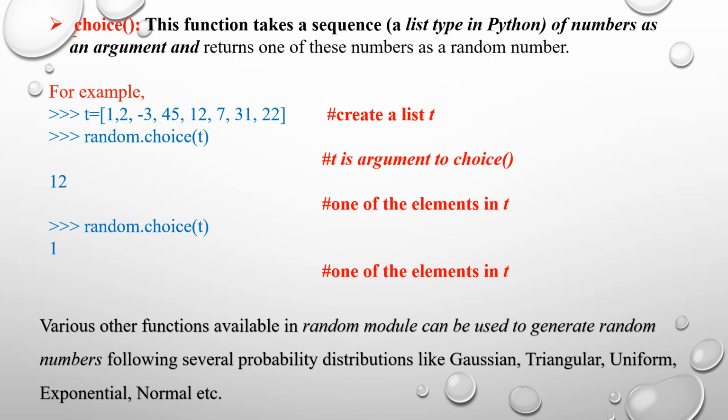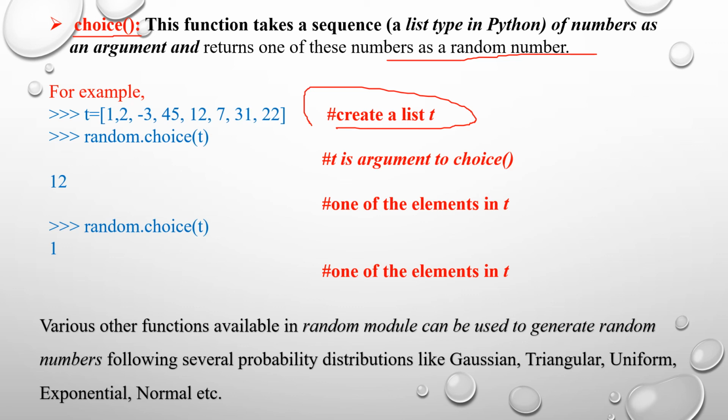The choice function is another random number generator. This function takes a sequence, a list type in Python, of numbers as an argument and returns one of these numbers as a random number. For example, t is equal to the list with members 1, 2, -3, 45, 12, 7, 31 and 22. So we created one list.